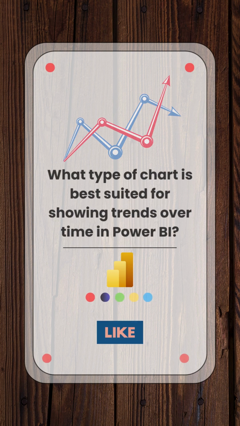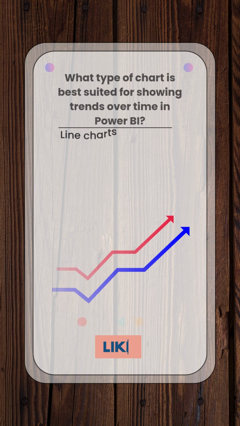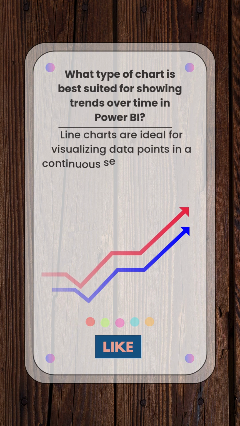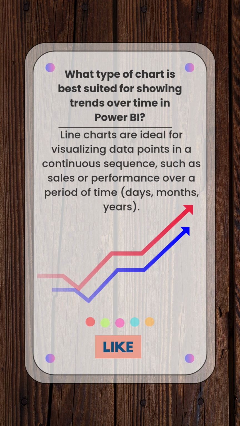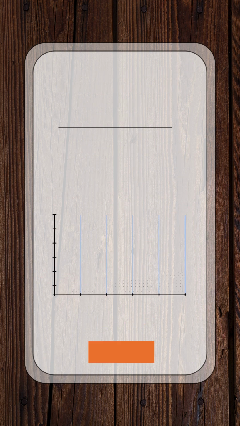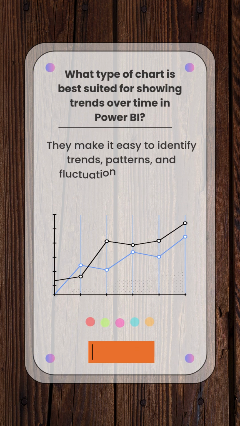What type of chart is best suited for showing trends over time in Power BI? Line charts are ideal for visualizing data points in a continuous sequence, such as sales or performance over a period of time: days, months, years. They make it easy to identify trends, patterns, and fluctuations in the data.